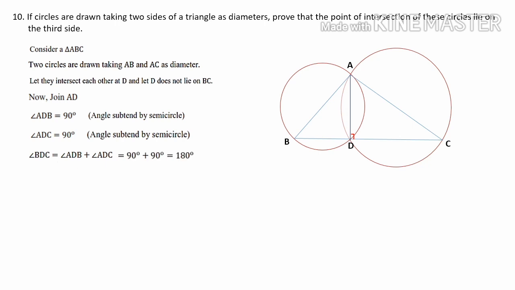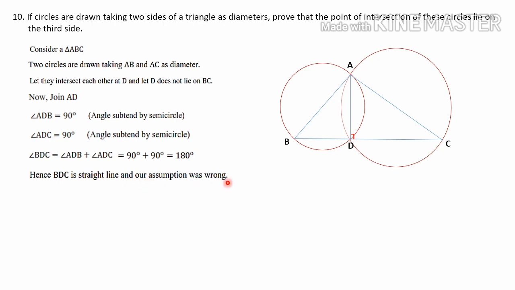Then angle ADB we have got as 90 degrees and angle ADC is also 90 degrees. So 90 plus 90 we have got as 180 degrees. So angle BDC we have got as 180 degrees. If angle BDC is 180 degrees, in the sense BDC is a straight line. So BDC is a straight line and our assumption was wrong.